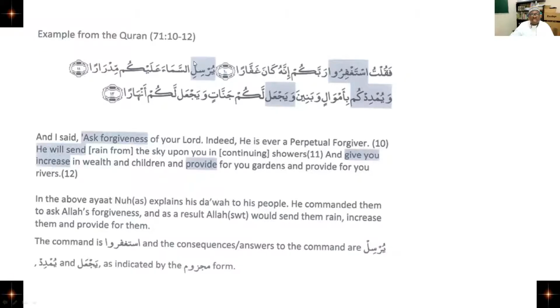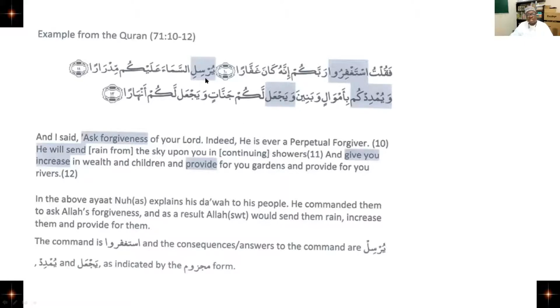Yursil as-sama. So you see this yursil and istaghfiru. Istaghfiru is a command, as if he is saying, seek Allah's forgiveness, for he is oft forgiving. And if you do so, yursil as-sama alaykum midrara, he is going to send down unto you rain from the sky with a lot of shower, right?